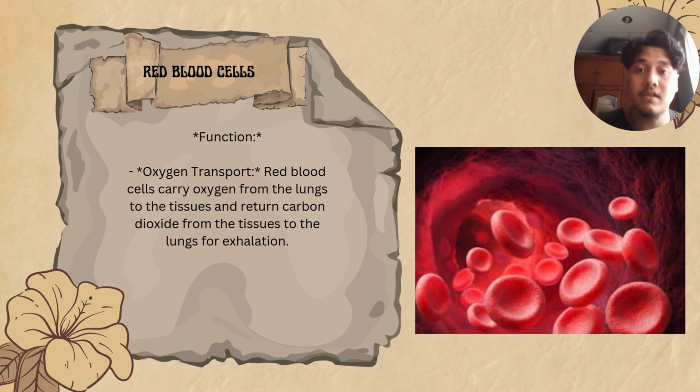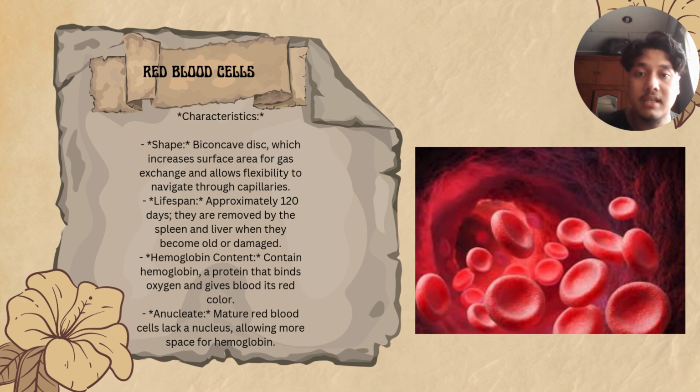So, red blood cells. Function: oxygen transport. Red blood cells carry oxygen from the lungs to the tissues and return carbon dioxide from the tissues to the lungs for exhalation. For the characteristics of the cells, the shape is a biconcave disc, which increases surface area for gas exchange and allows flexibility to navigate through capillaries.